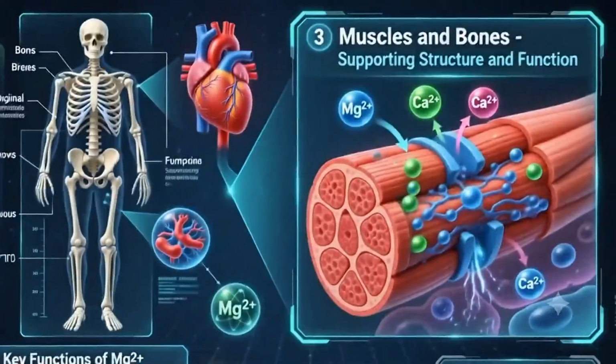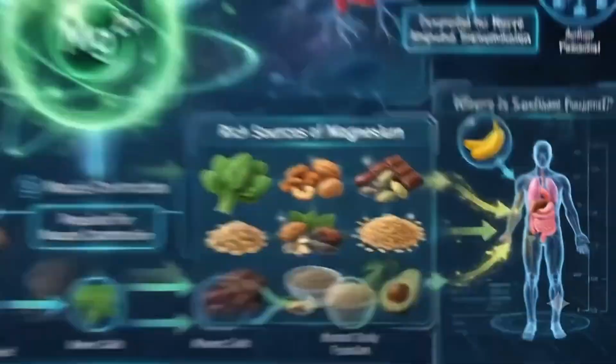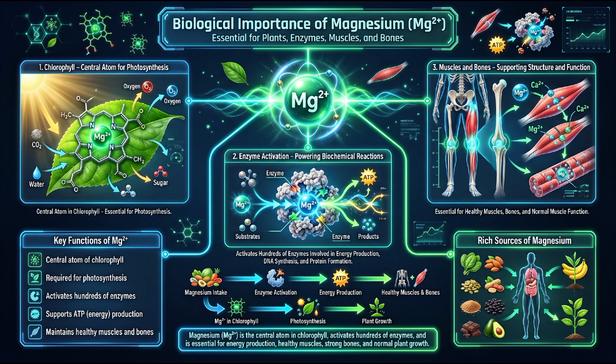Magnesium is required for photosynthesis in plants, activates hundreds of enzymes, supports energy production through ATP, strengthens bones and teeth, regulates muscle contraction, and contributes to normal nerve function. The infographic highlights these major biological roles and explains why magnesium is indispensable for life on Earth.